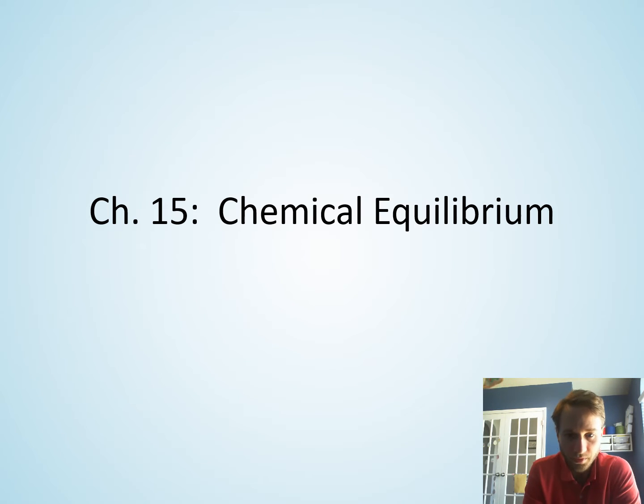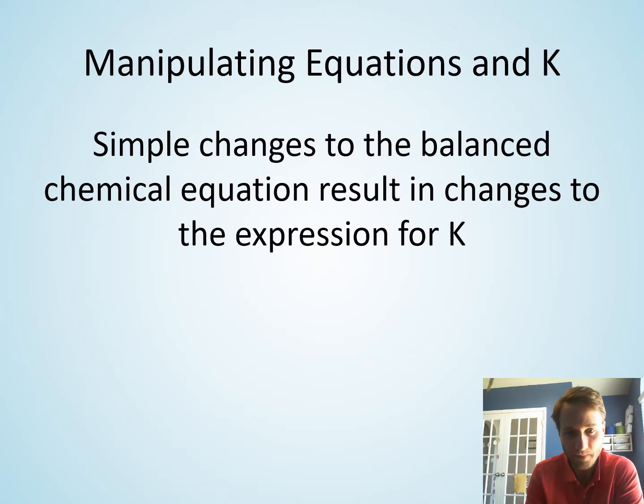Alright, welcome everyone to this third video on chapter 15, talking about chemical equilibrium. In this video, we're going to specifically talk about what happens to your equilibrium constant when you make modifications to your chemical reaction. Meaning, if you flip the reaction, if you multiply it by some number, if you add reactions together, what happens to that equilibrium constant?